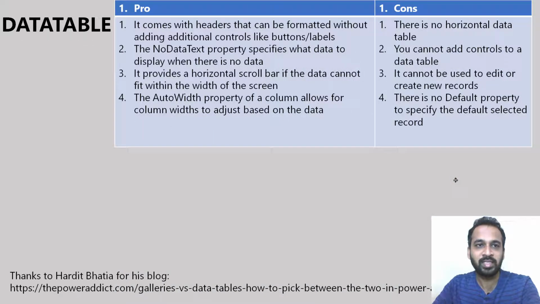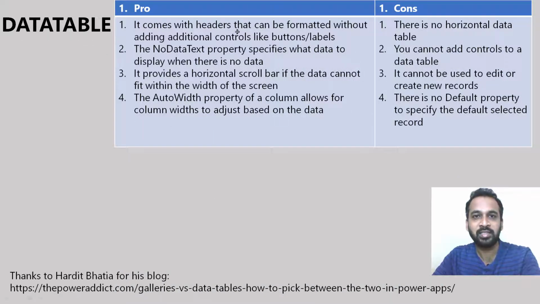When you talk about the data table, it comes with headers that can be formatted without adding additional controls like buttons and labels. The no data text property specifies the text to display when there is no data. It provides a horizontal scroll bar if the data cannot fit within the width of the screen. The auto width property of the column allows the column width to adjust based on the data. That's the pro. When it comes to the cons, there is no horizontal data table.